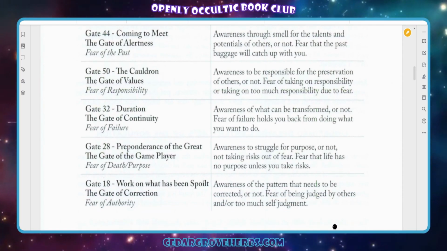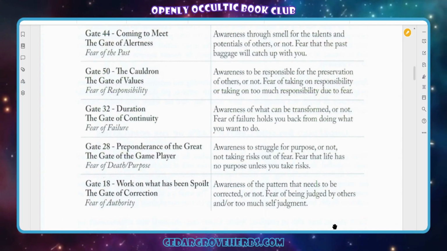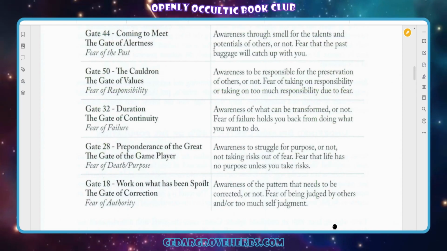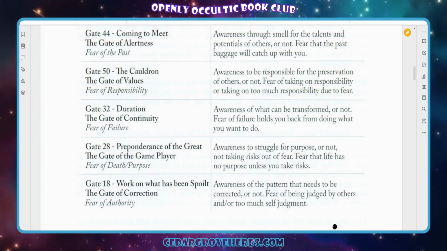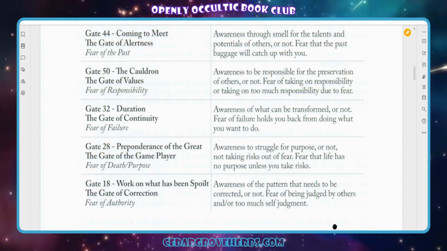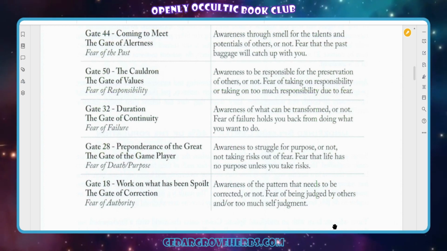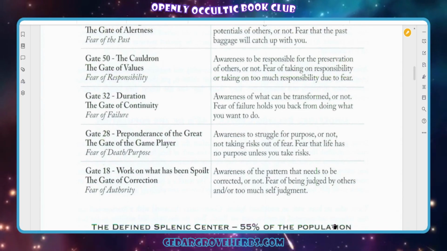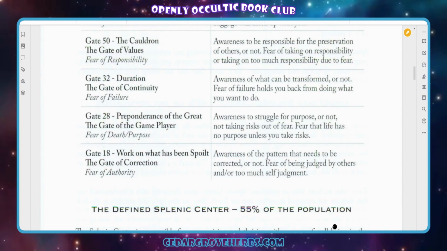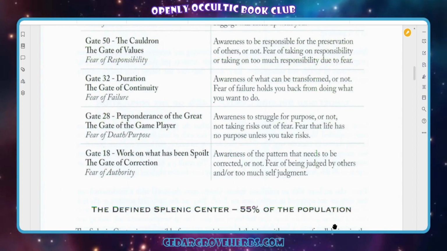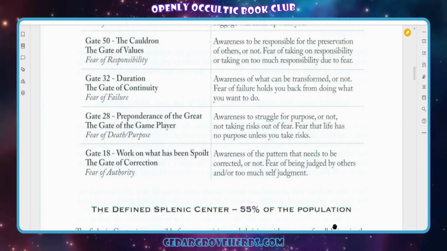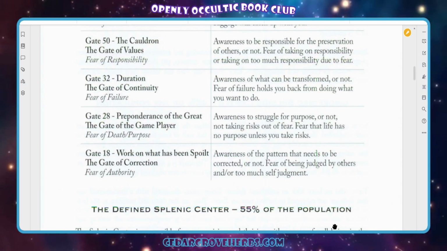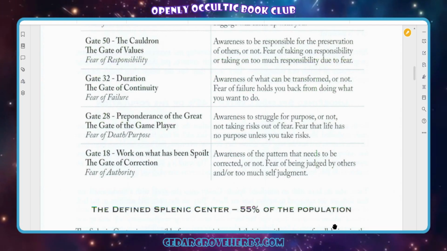Gate 50, the cauldron, the gate of values, the fear of responsibility. Awareness to be responsible for the preservation of others or not. Fear of taking on responsibility or taking on too much responsibility due to fear. Gate 32, duration, the gate of continuity, the fear of failure. Awareness of what can be transformed or not. Fear of failure holds you back from doing what you want to do.